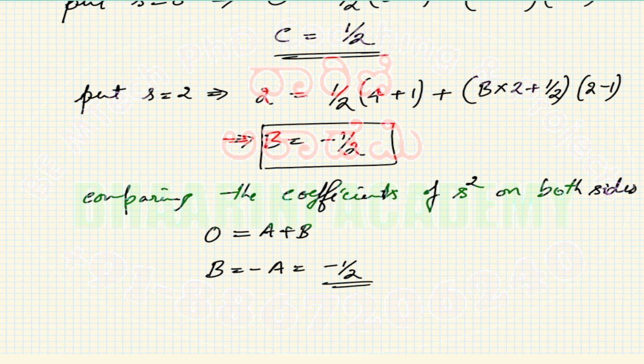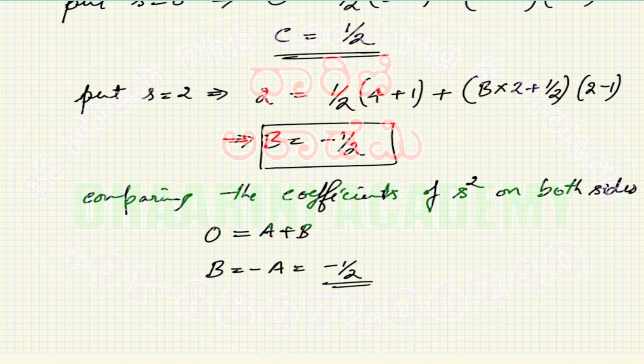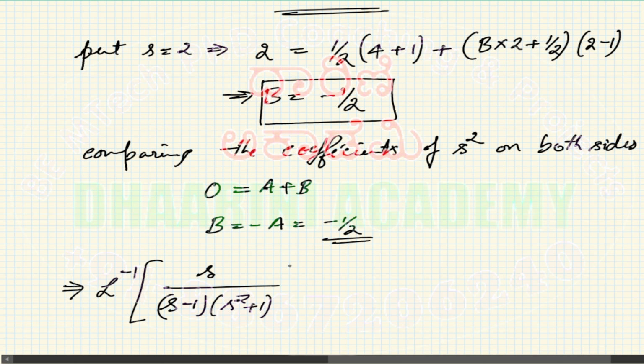Right. So now we got values of a, b, and c. We'll substitute right back in the equation. Therefore, our main intention was to calculate L inverse of s divided by (s minus 1) into (s square plus 1). So what is that now? I have to write a now, right?